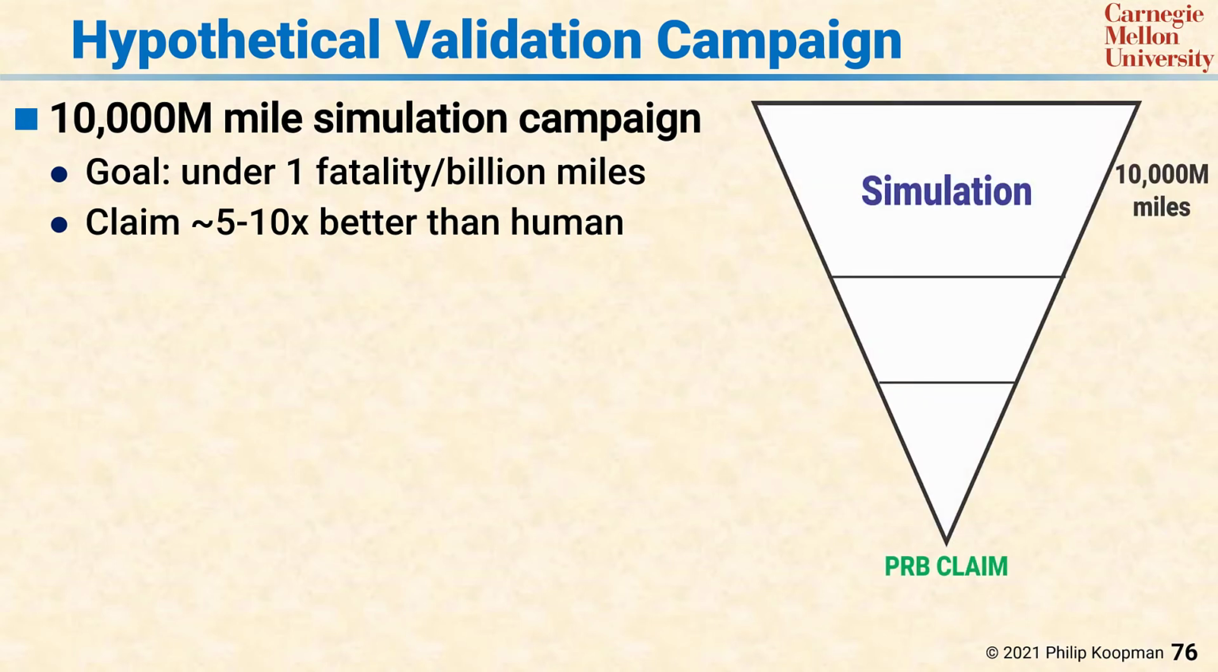To understand the technical requirements for gaining trust through a purely numeric argument, let's consider a hypothetical validation campaign. First, we start with a 10 billion mile simulation campaign. Why 10 billion? Well, that's an arbitrary number, but I assume the goal was fewer than 1 fatality per billion operational miles, which is a few times better than a typical human.